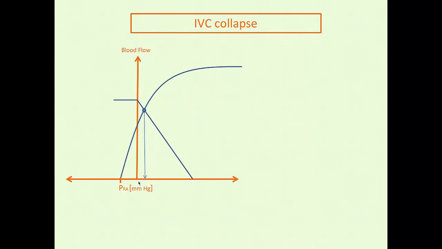where the pressure within the IVC is below pressure outside of the IVC, and you get collapse, and it causes this plateau effect of the venous return curve, and you see the fluttering IVC. It collapses and opens and collapses and opens.